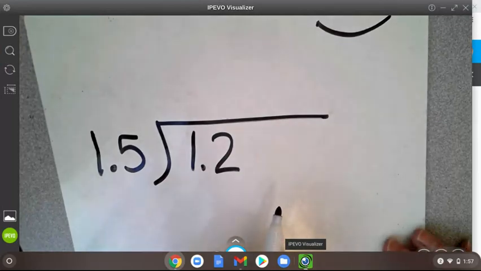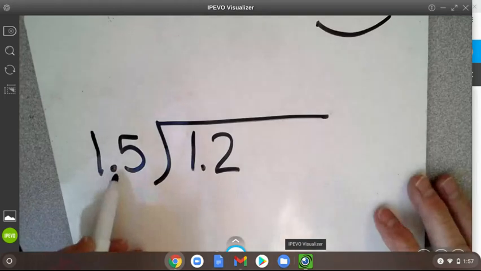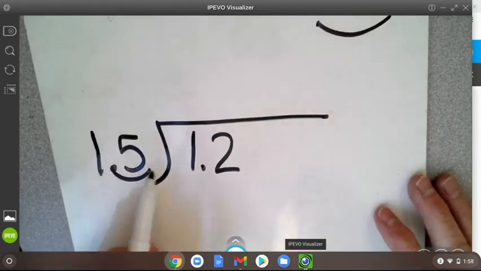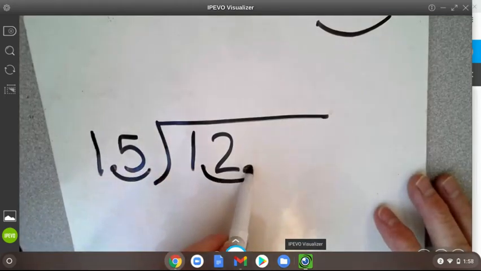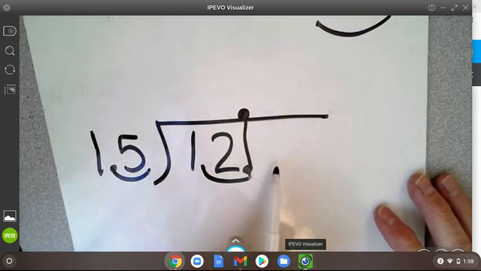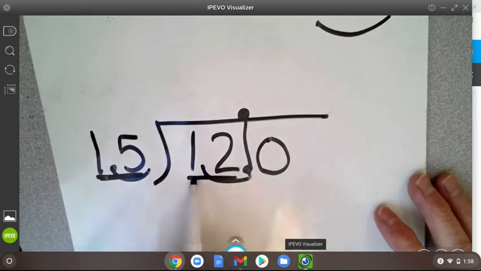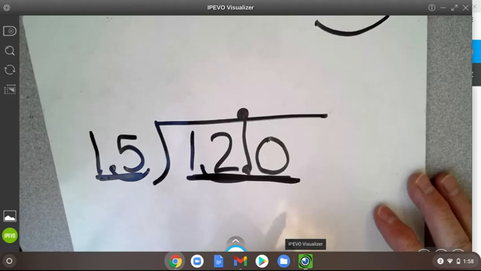I'm going to first move my decimals. Outside the house, inside the house, raise it to the roof. And then I'm going to add a 0 because I'm going to need a 0. 15 can't go into 1, can't go into 12. This is why I added that 0. It goes into 120. If you count by 15s, right?